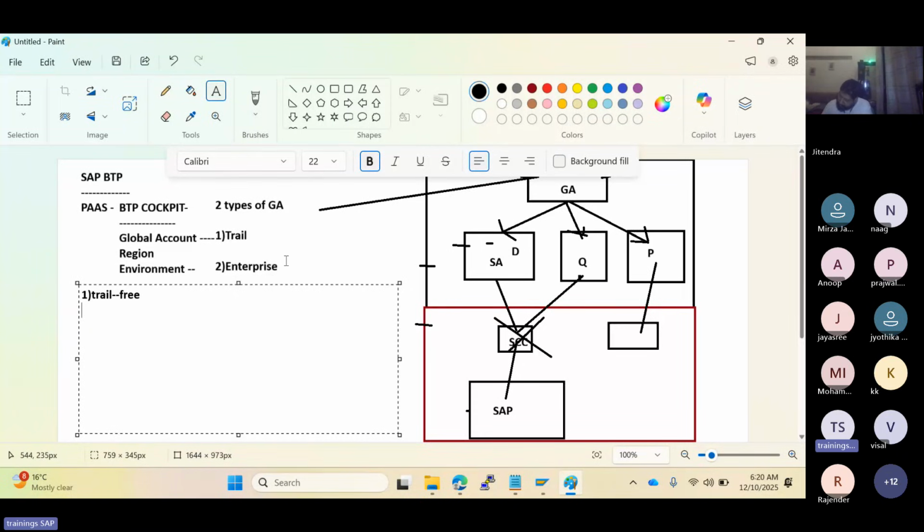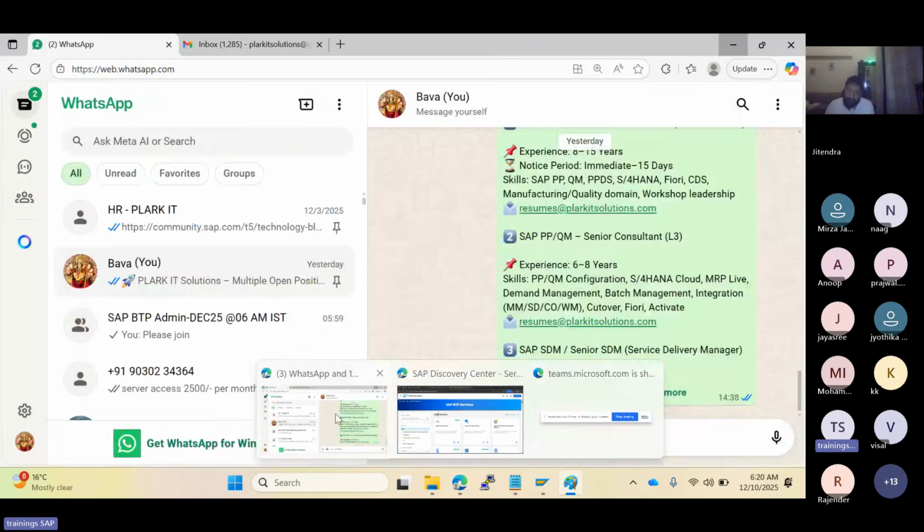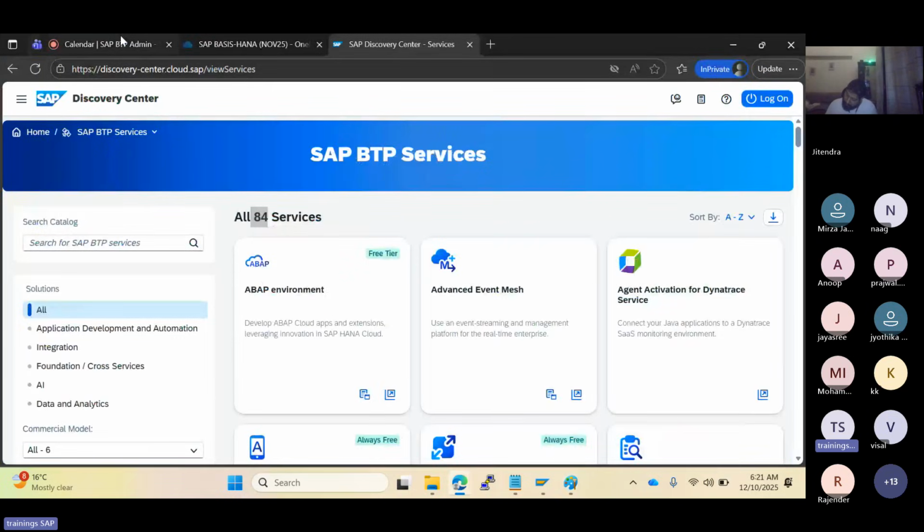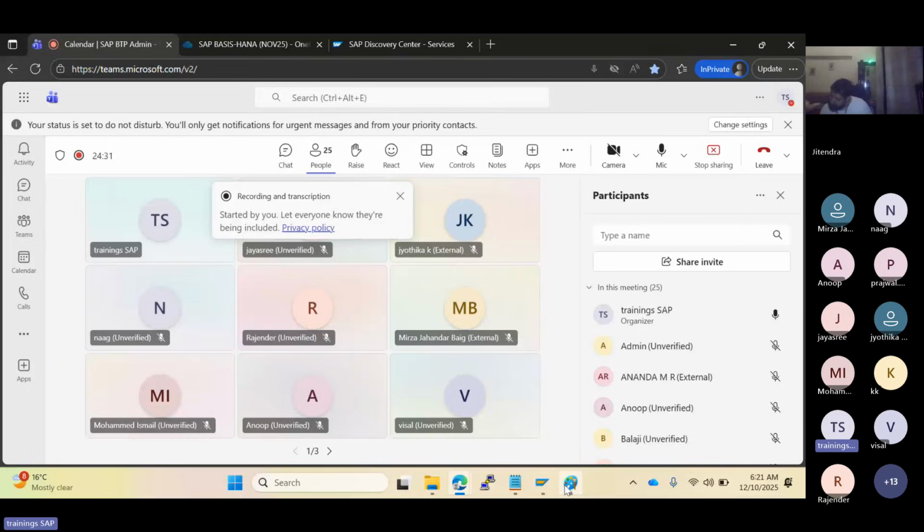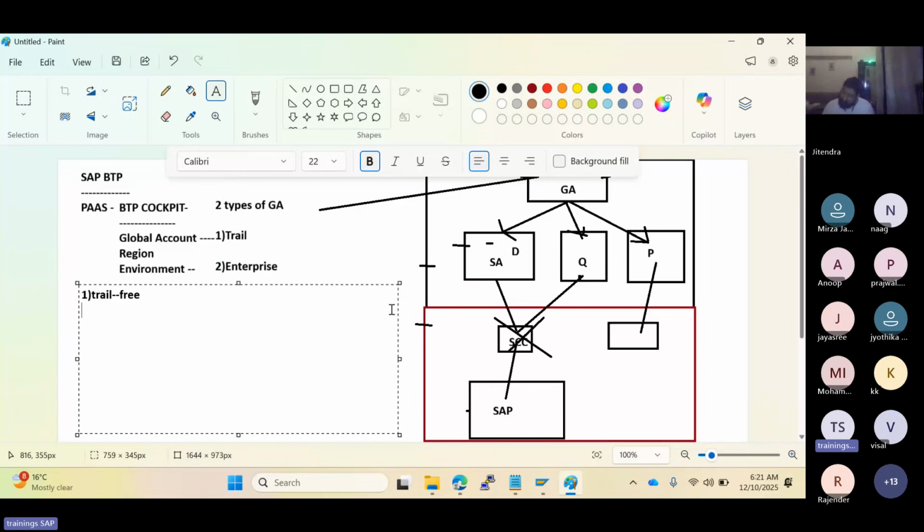In the enterprise account, you will get free services as well as paid services, as per the licensing model. Trial accounts are limited to using only the free services. So basically, global account has two types: trial account and enterprise account, depending upon your license. If you want to do some POC or personal exploration, then you can use the trial account.